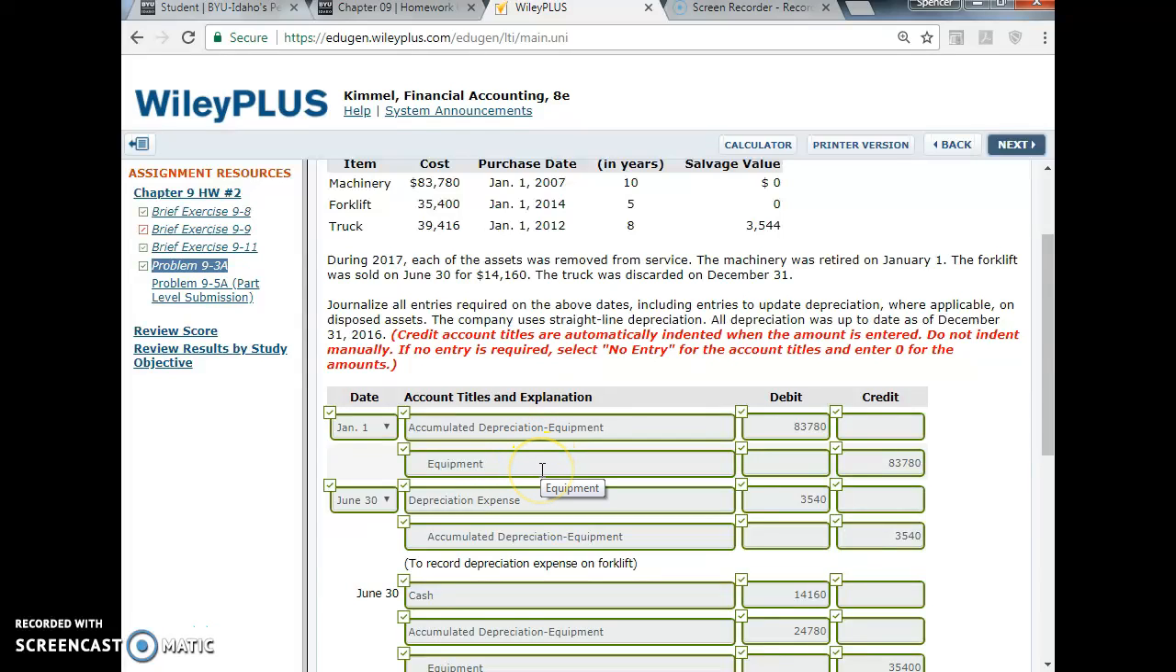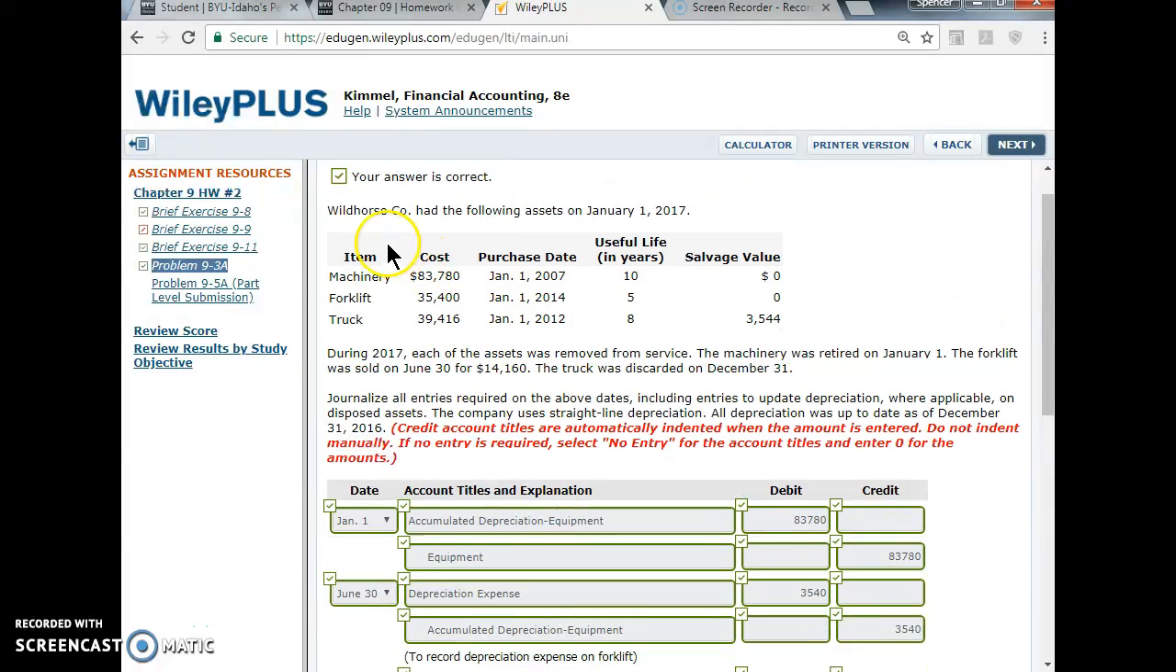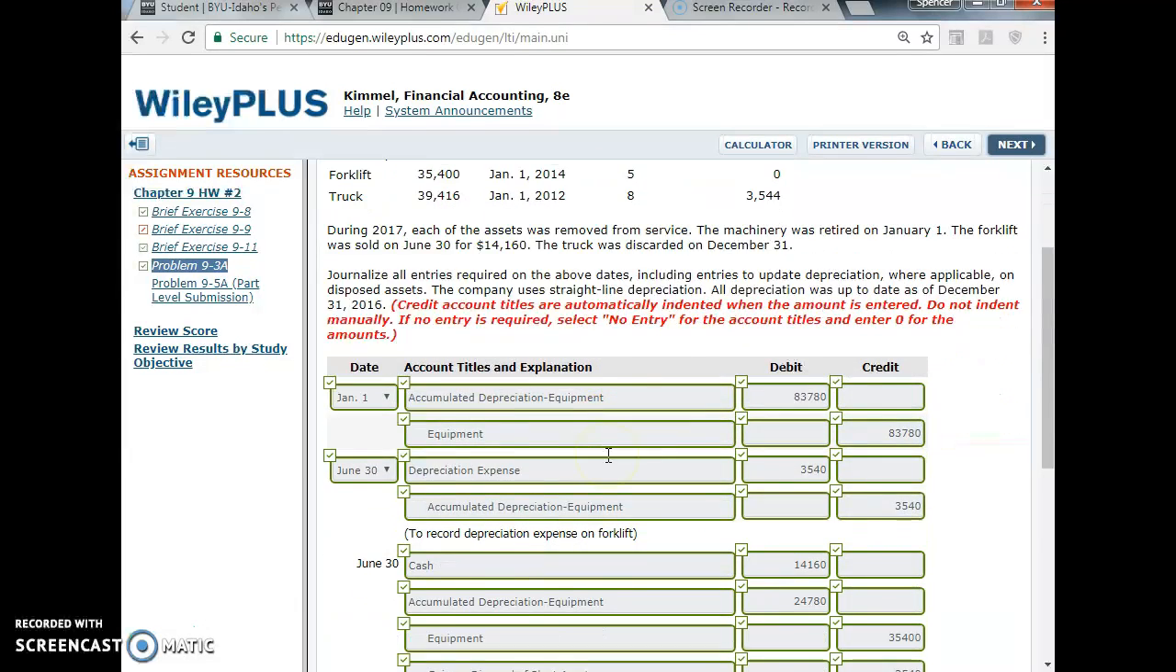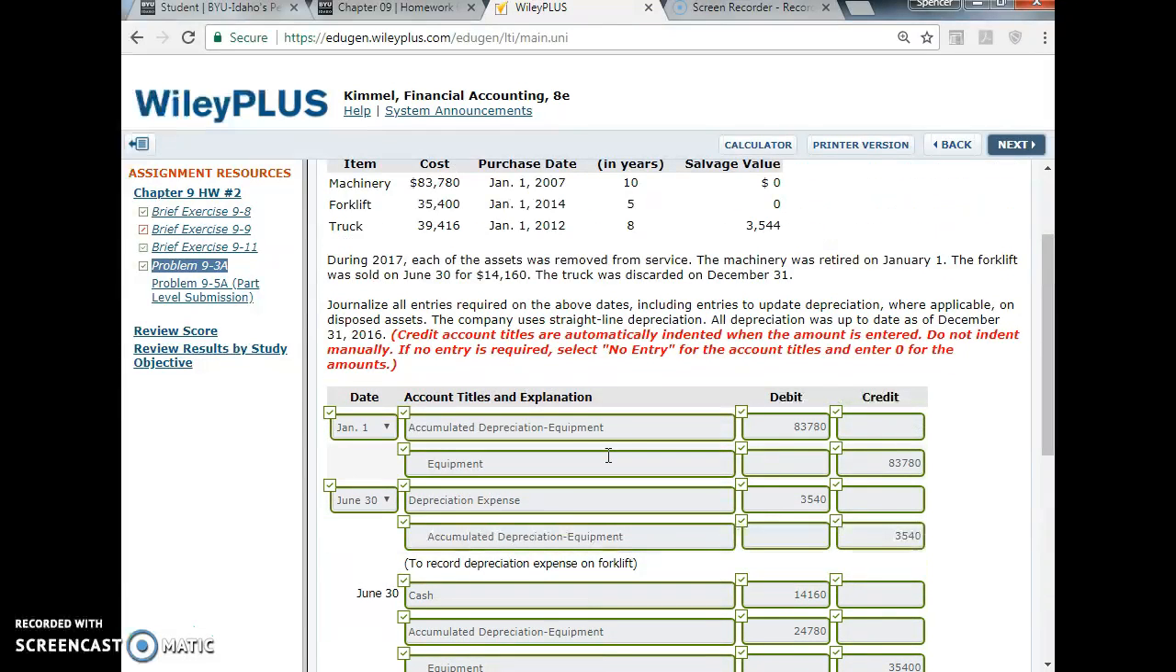Alright, so we're going to be talking about depreciation expense in this problem. They give us three different types of machinery: typical machinery, a forklift, and a truck. We're going to calculate the depreciation expense for when they get rid of these and when they sell them. The first one we have right here is just going off the machinery that was retired on January 1st.